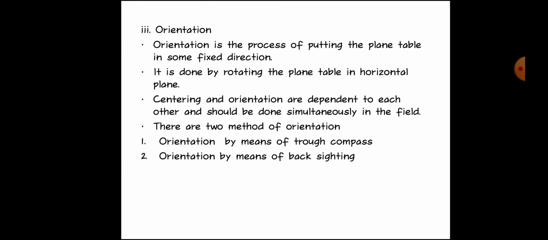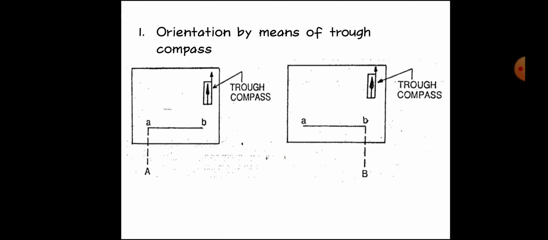There are two methods of orientation: orientation by means of trough compass, and orientation by means of backsighting. First, orientation by means of trough compass.